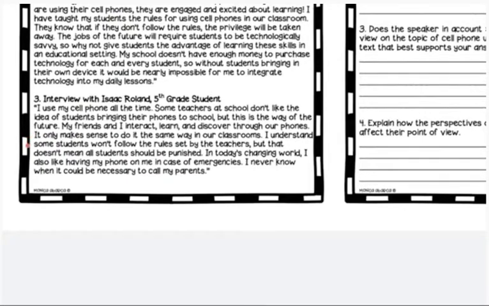I understand some students won't follow the rules set by the teachers, but that doesn't mean all students should be punished. In today's changing world, I also like having my phone on me in case of emergencies. I never know when it could be necessary to call my parents.